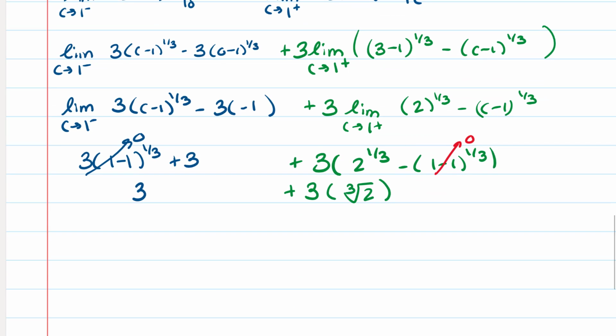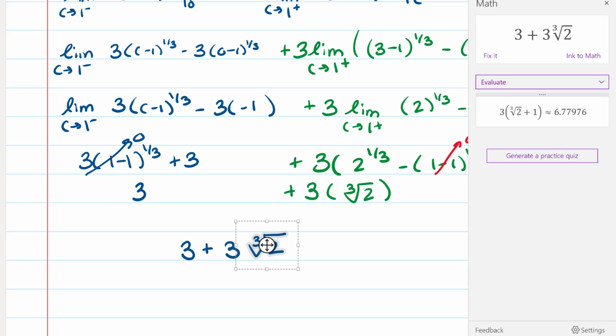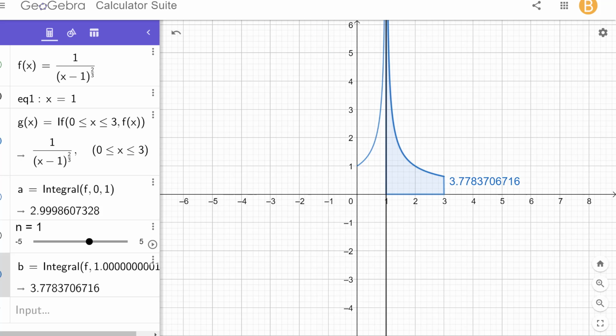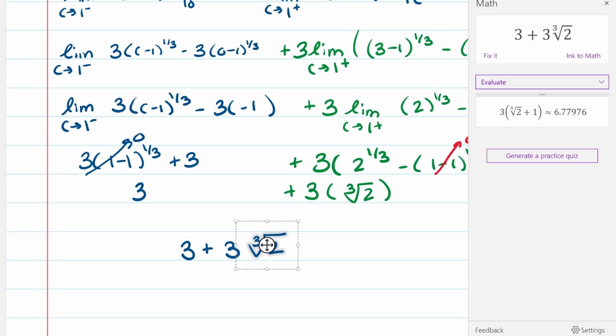So my final answer is 3 plus 3 cube root of 2. This is about 6.779. And if I go back to my graph and add, basically this is 3 plus 3.7, I get 6.7, which is what I got here. So it's the same thing.